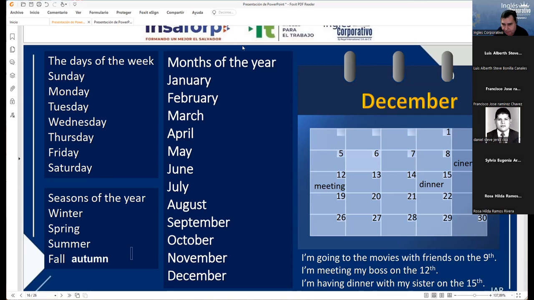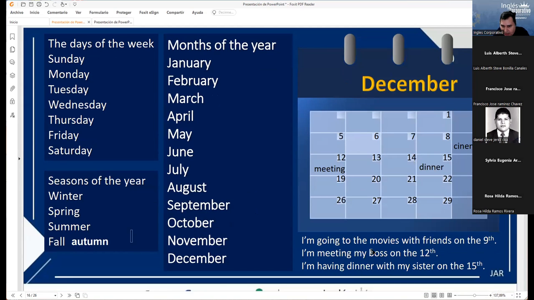Now check over here. December. In December is vacation, so you do many things. Check out here. You say 5, 6, 7. Cinema. 12, meeting. 15, dinner. Then you say, I'm going to the movies with friends on the 9th. I'm meeting my boss on the 12th. I'm having dinner with my sister on the 15th.